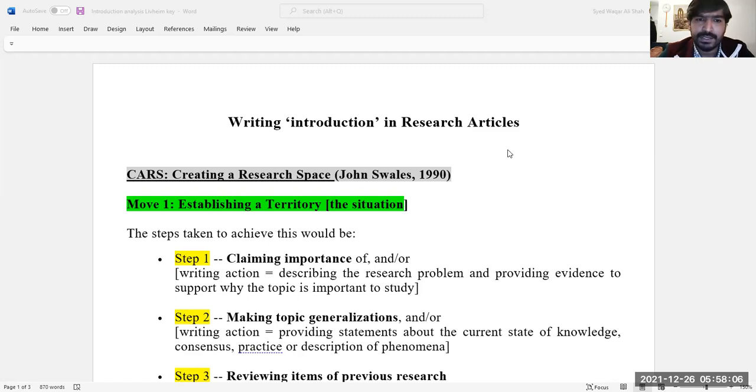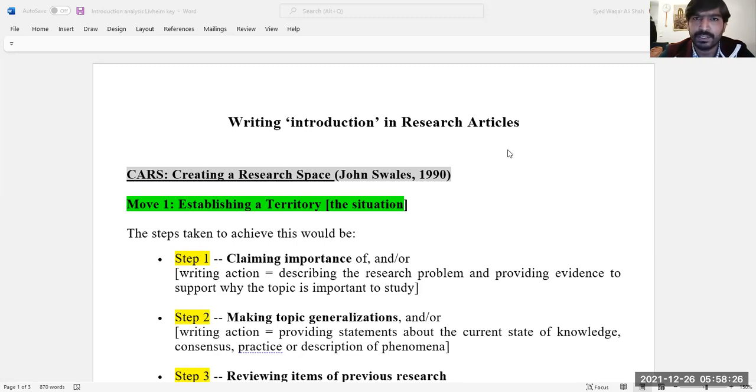I have started a series of sessions on writing academic research papers. And in today's session, we will try to learn about writing the introduction in our research paper. I will be doing that with the help of one important model known as the CARS model. CARS stands for Creating a Research Space.